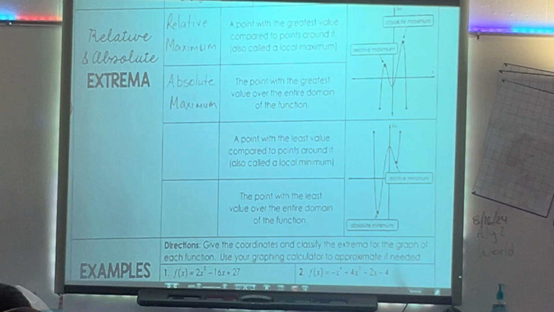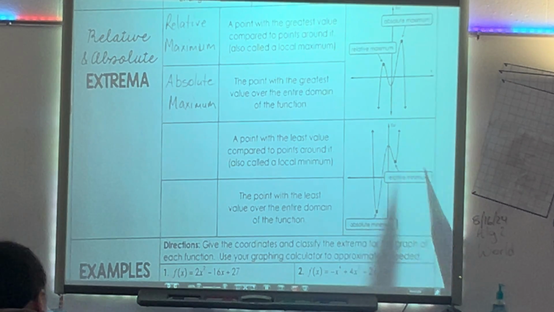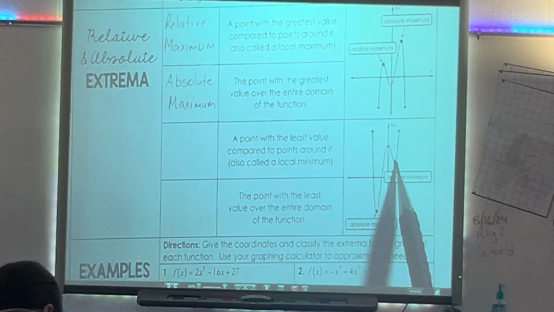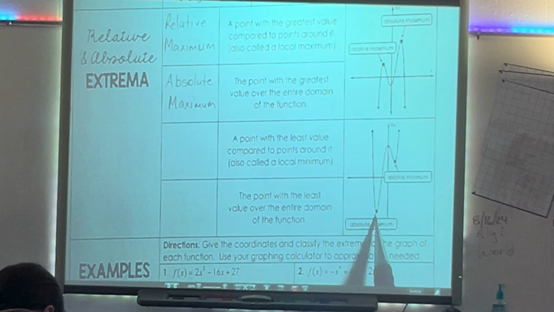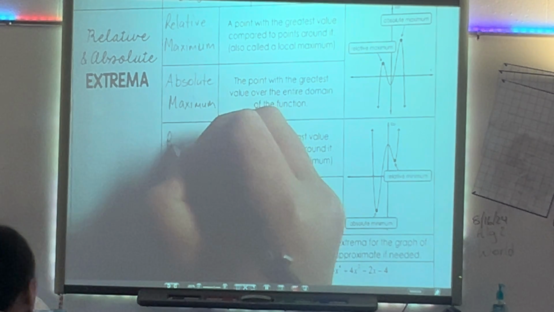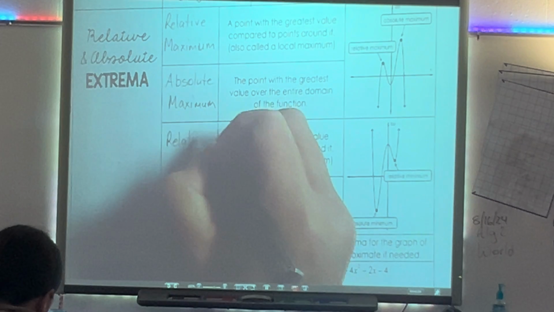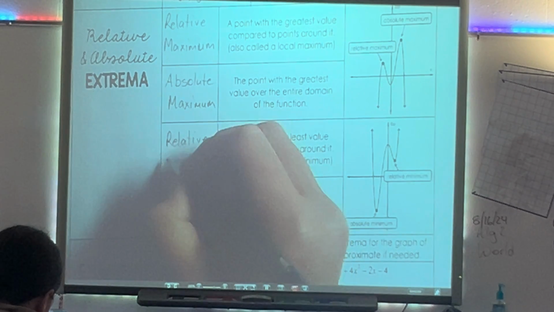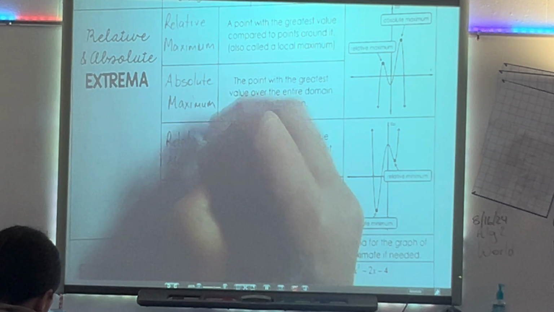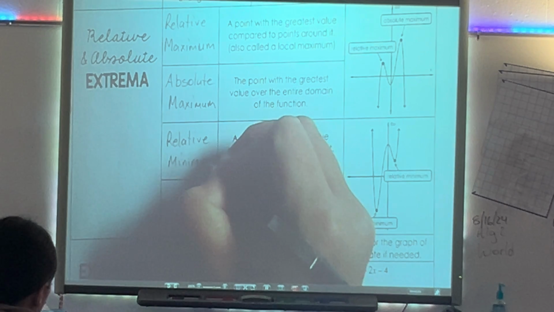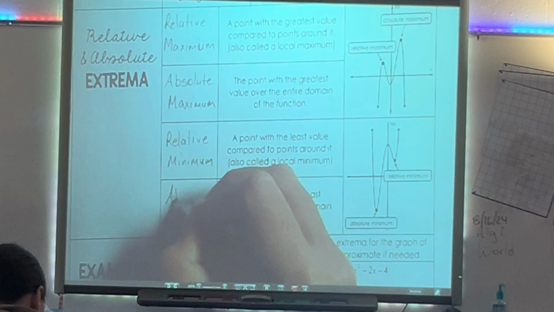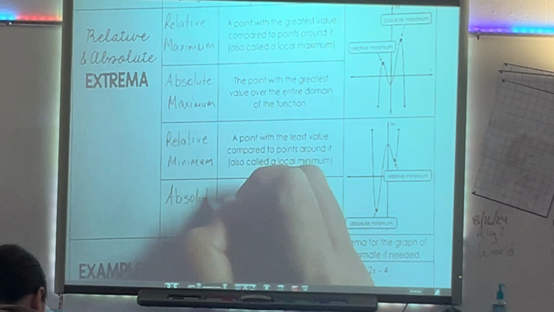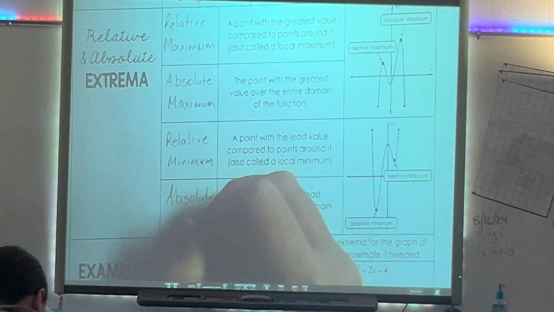And so on the other side of that, this point right here is called a relative minimum, and then this one down here is an absolute. So the one that's a minimum in its general area, but not the furthest down, is relative. And then this one down here is an absolute minimum.